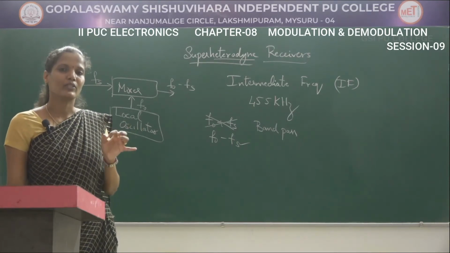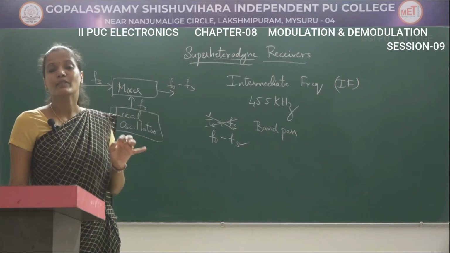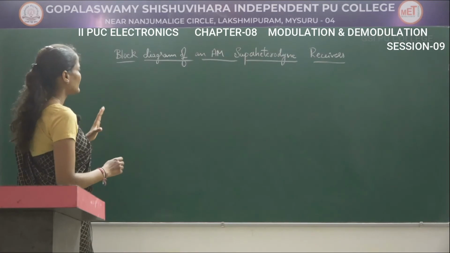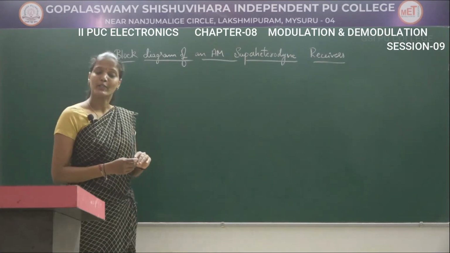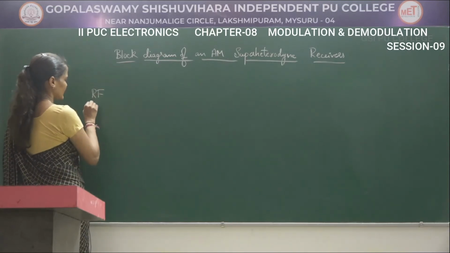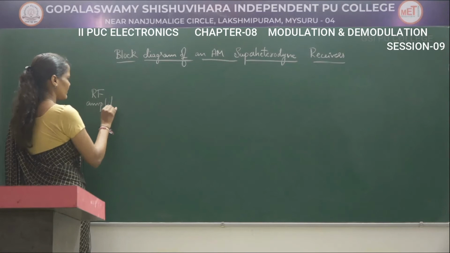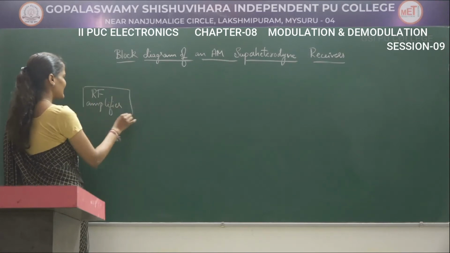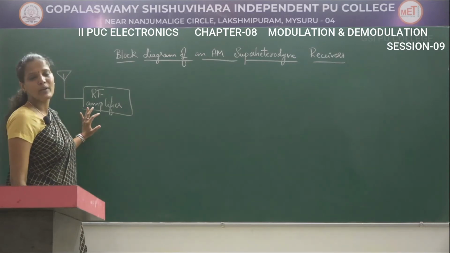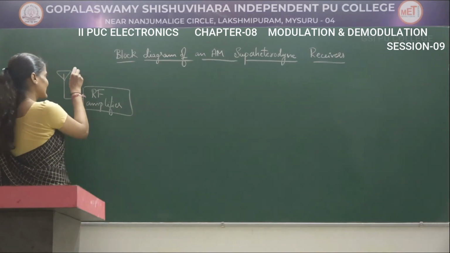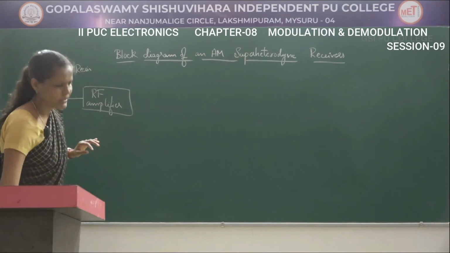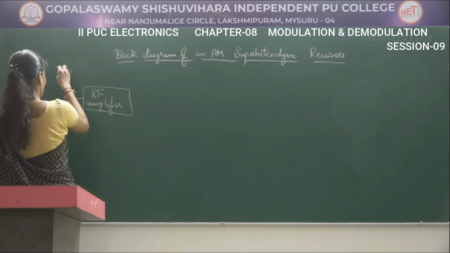Clear? Now we are going to see the AM superheterodyne receiver's block diagram. The very first block in the block diagram of an AM superheterodyne receiver is the RF amplifier. But before this RF amplifier, we will be having a receiving antenna through which the signal being transmitted from the transmitting station will be received. So this is a receiving antenna, or let me write it simply as an antenna.